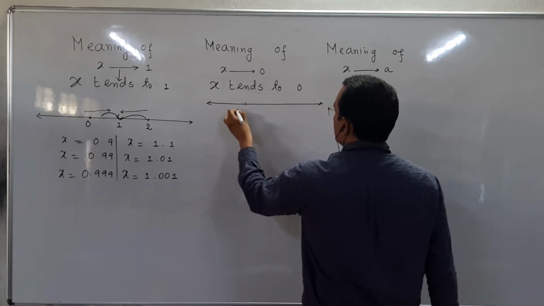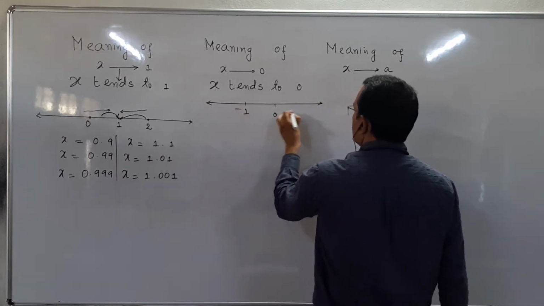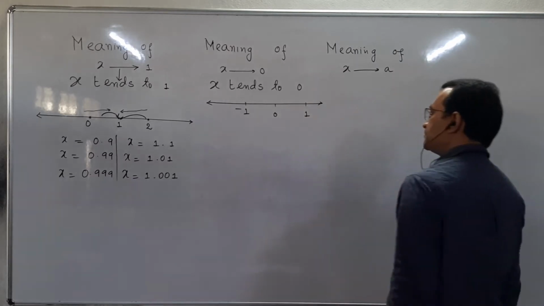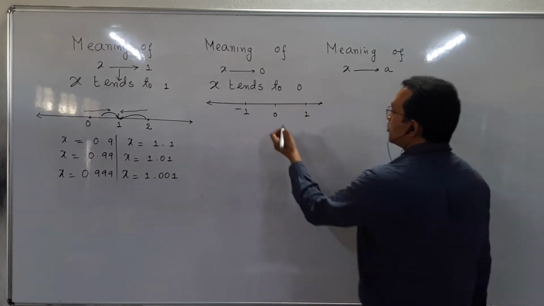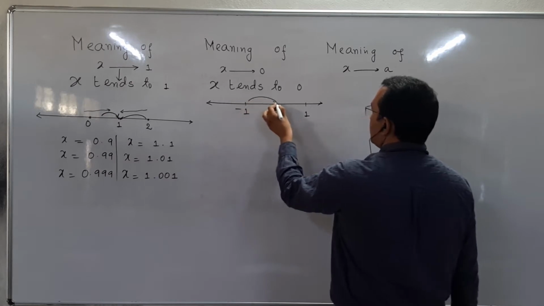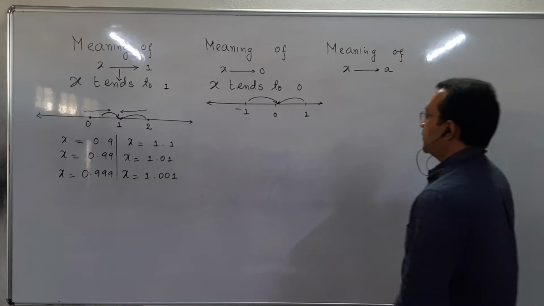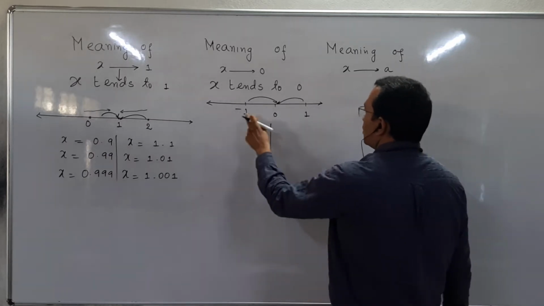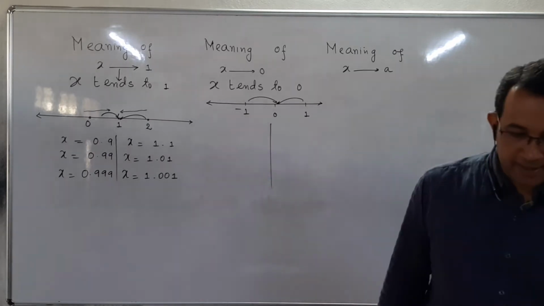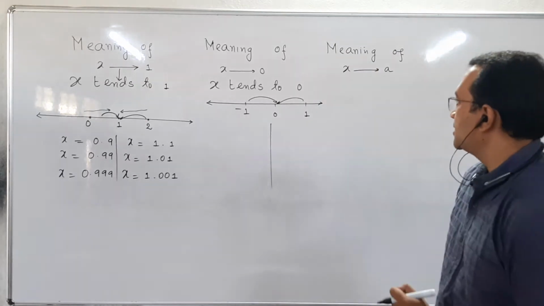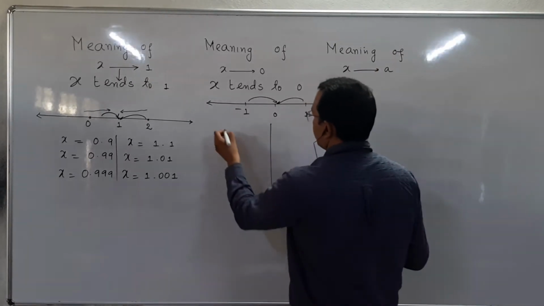So this value is -1, this is 0, this is 1. Now you can approach 0 from two sides. One is from left hand side, one is from right hand side. So when I am approaching 0 from left hand side, then you can check this value.